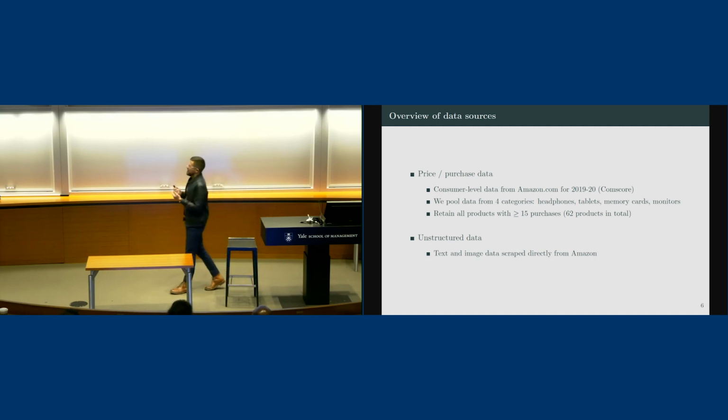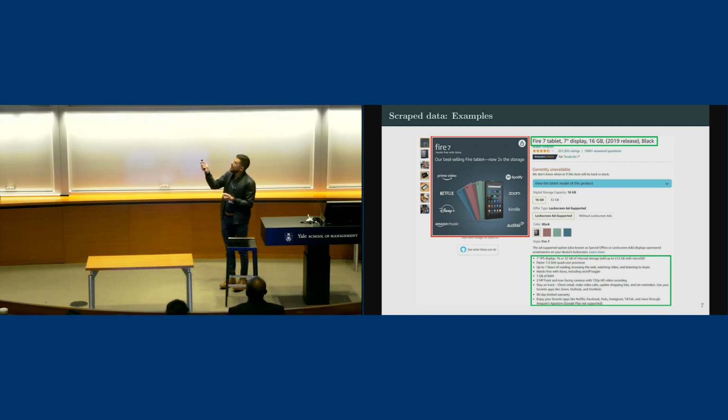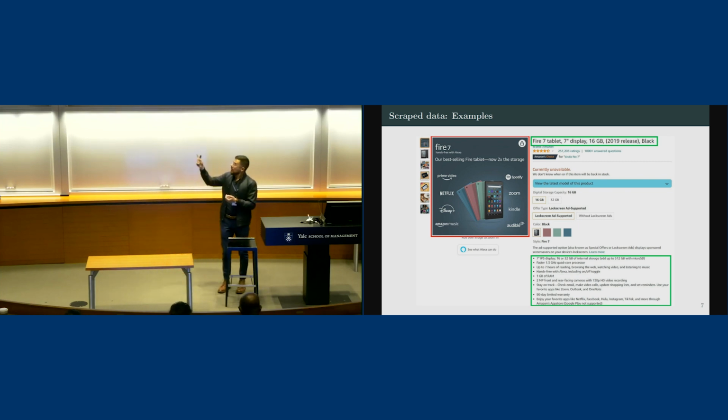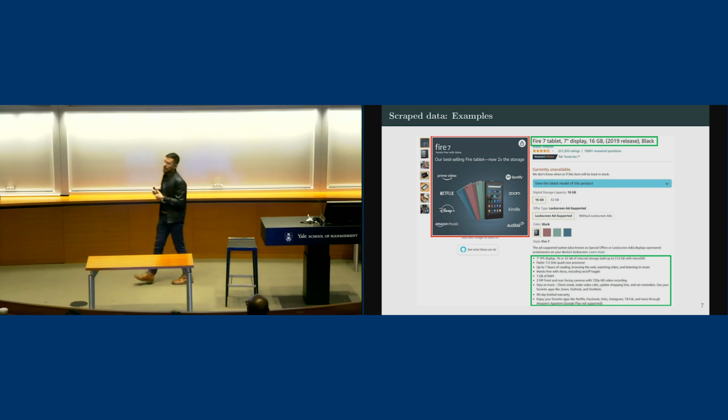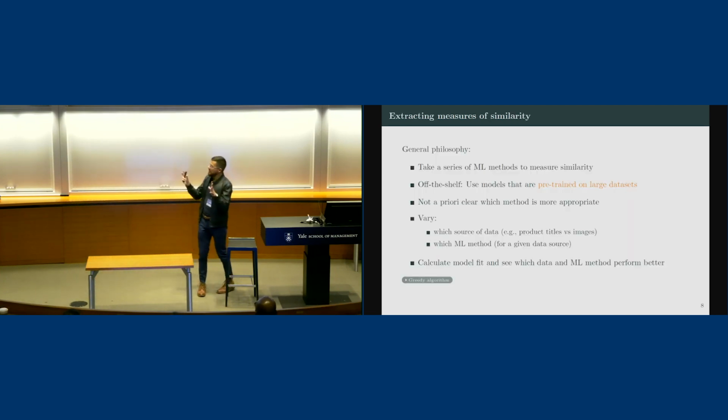So these are the data sources. And let me show you exactly the kind of data that we download, that we scrape. For example, for Fire 7, we download the main image that shows up on Amazon. We scrape the titles, which often, as you can see here, contain information about the product, and also product descriptions. And it's not shown here, but we also download reviews and Q&As. So on Amazon, you can ask questions about the product, and they're going to find answers on the product page. So this is the data that we get.